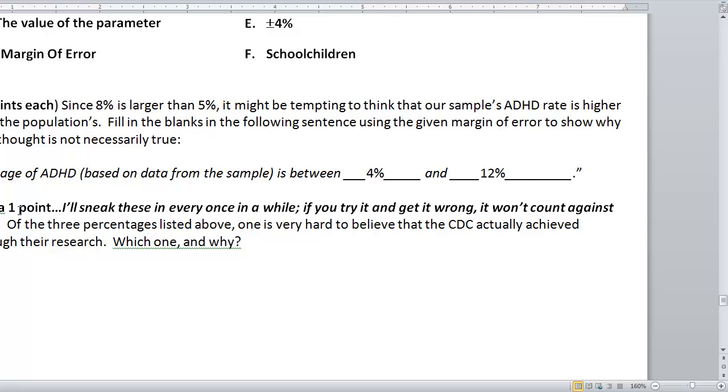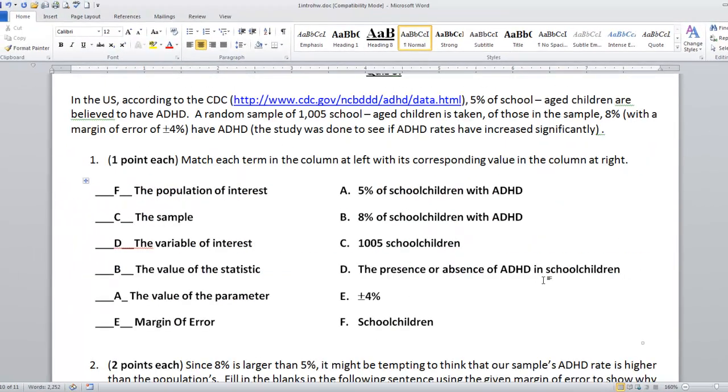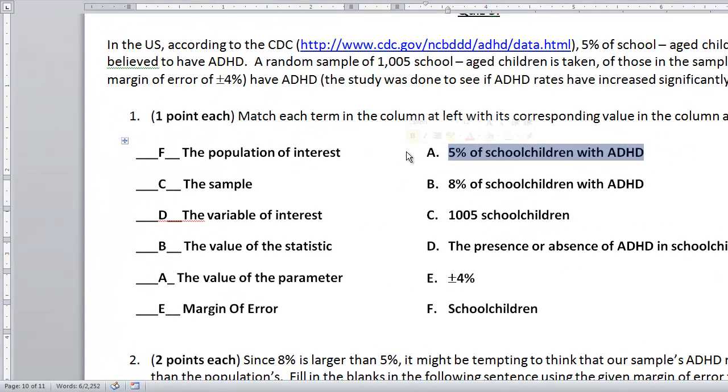And the extra point here was bringing back, which percent is very hard to believe? Well, clearly it's this one. You can't sit there and claim that 5% of school kids have ADHD. The only way you could know that is if you actually measured every single one. And we've talked about this pretty much every day. You can't do that. It takes too long, it takes too many resources. So that's the one I was looking for there, the 5%, with the fact that it's most likely not going to be measurable just due to too many constraints on time and money and things like that.